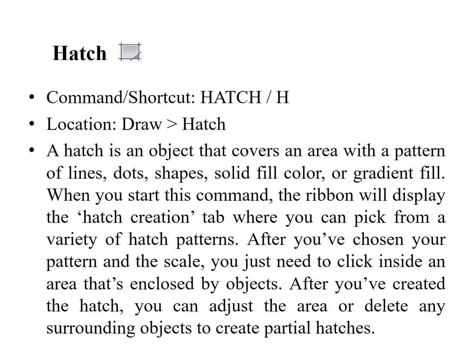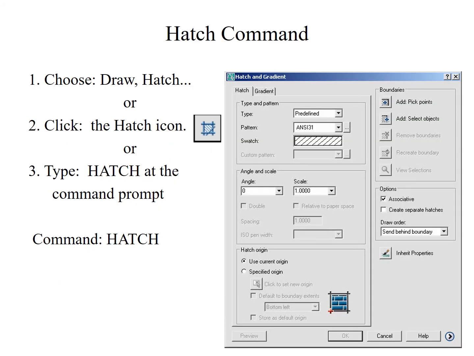After you have chosen your pattern and the scale, you just need to click inside an area that's enclosed by objects. After you have created the hatch, you can adjust the area or delete any surrounding objects to create a partial hatch. The dialog is provided under the hatch command. So you will find here hatch and gradient, which provide different types of patterns with images. Choose the draw menu and the hatch command, or directly click on the hatch icon, or type hatch at the command prompt, which will provide such a menu and apply the hatch pattern over the enclosed area.